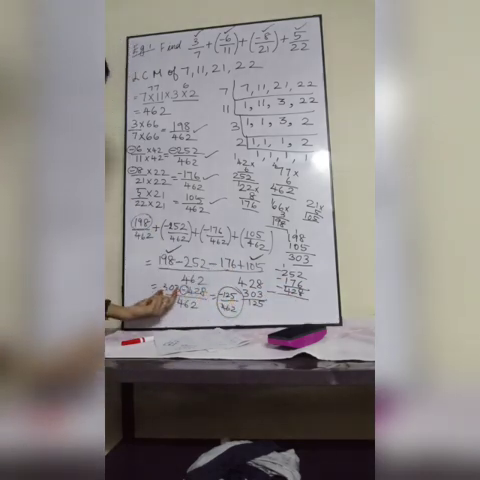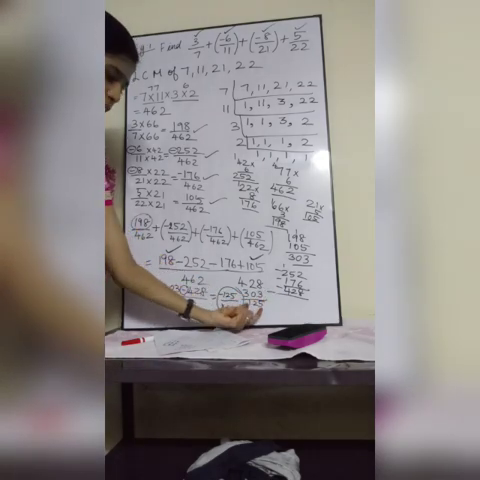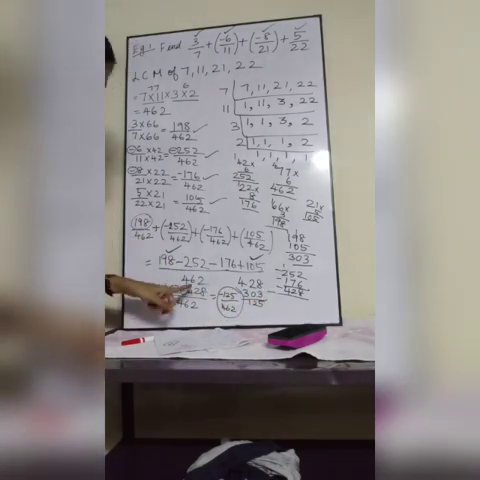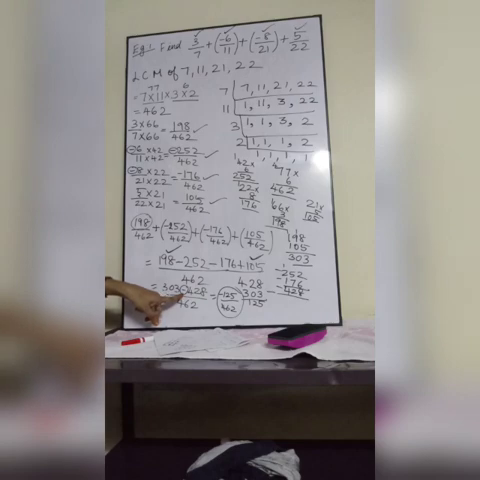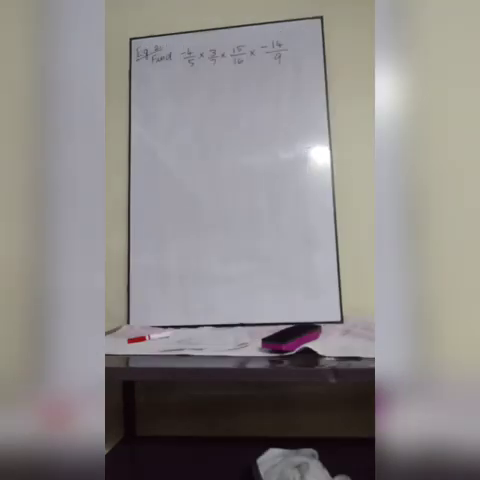Okay, now 303 has a plus sign, 428 has a minus sign. Both are different signs. So what are you going to do? Subtract. What is your answer? 125. What is the greater number? 428. What is the sign of the greater number? Minus. So the answer is minus 125 by 462. This is your correct answer. Understood?